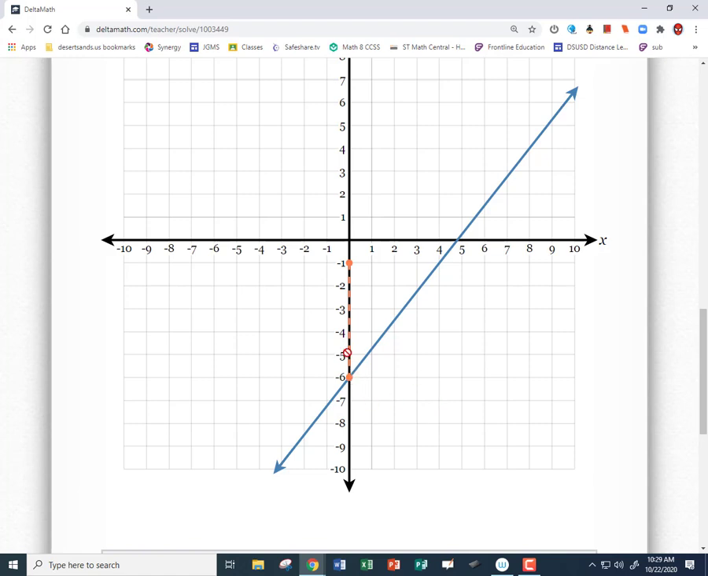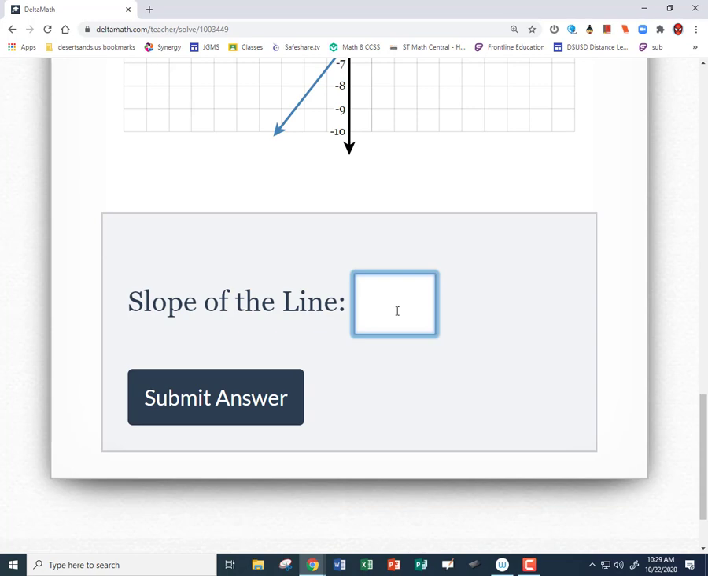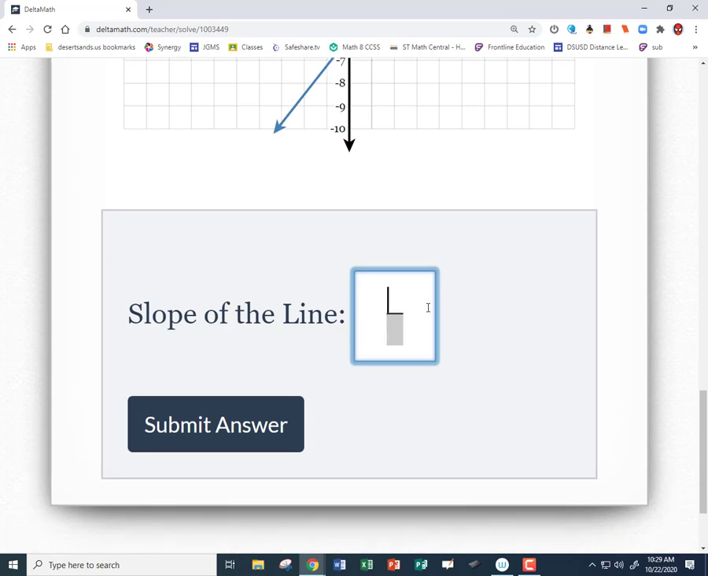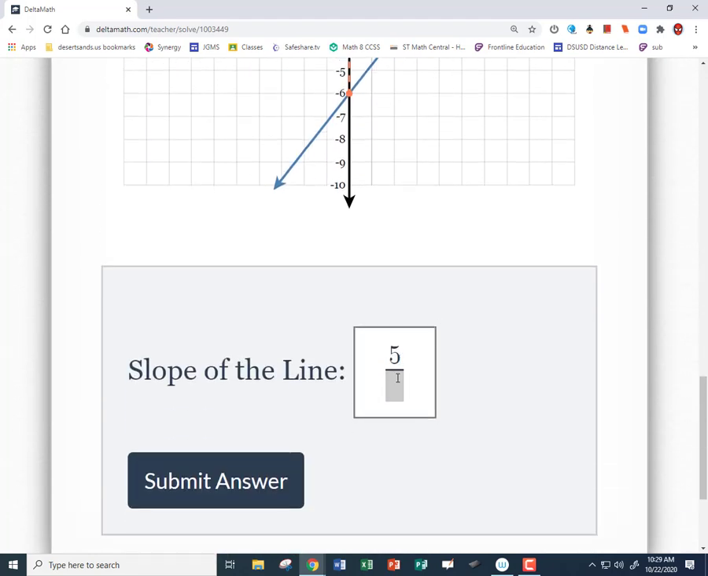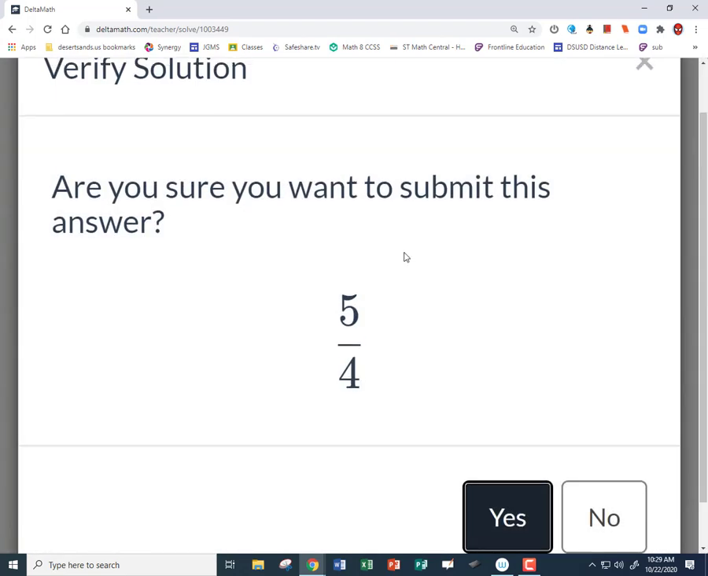And I went up 1, 2, 3, 4, 5 units. So after giving myself a fraction bar, I went up 5 units. And when I go up 5 units, that's a positive. Click a third time, and now I'm going to move to the right. 1, 2, 3, 4 units. So I had positive 5, and when I move to the right, it's positive. There's going to be 5 over 4.